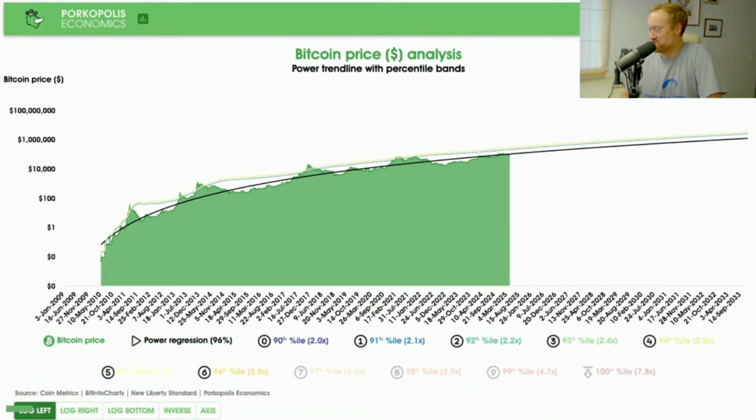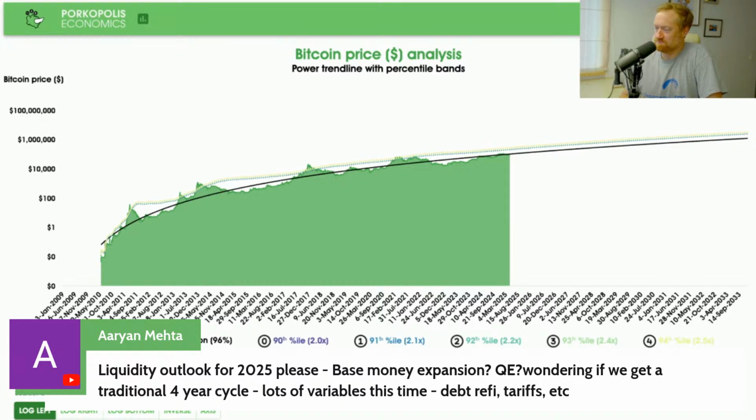Never bad to hodl Bitcoin, I think. Aryan, liquidity outlook for 2025, please. Base money expansion, QE. Wonder if we get a traditional 4-year cycle. Lots of variables this time, yeah. I do think it's coming. We talked about that yesterday.